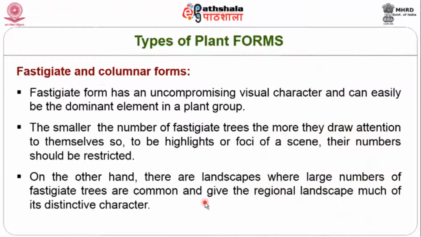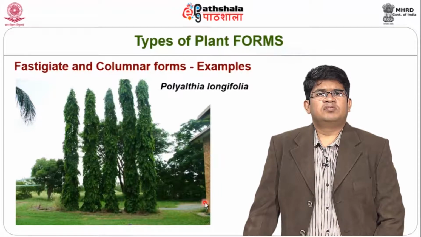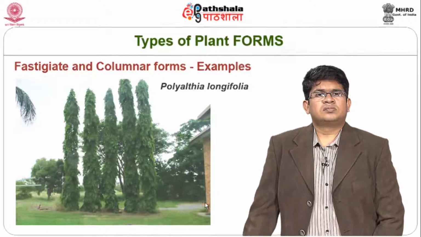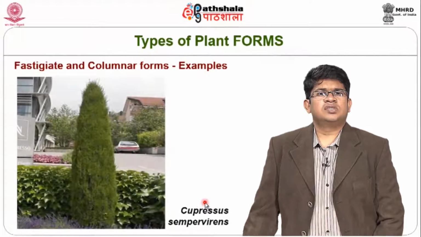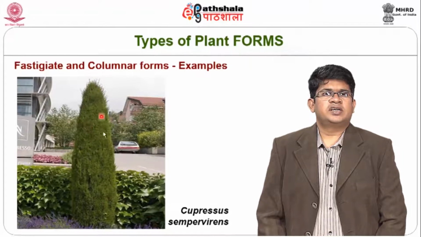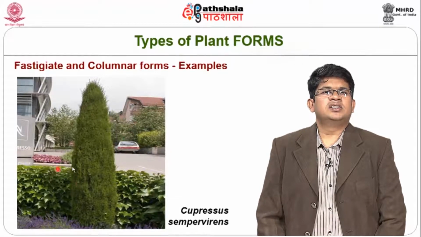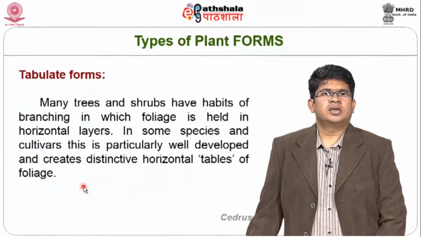On the other hand, there are landscapes where a large number of fastigiate trees are common, and given the regional landscape, it gives the region a very distinctive character overall. So you can see some of the columnar forms, the Polyalthia. Here you see the Cupressus sempervirens. You see it tapers towards the top, it's more like the fastigiate type rather than the columnar type. Here you can see this as a single element in the landscape, and thereby how much importance it gains in a particular landscape.